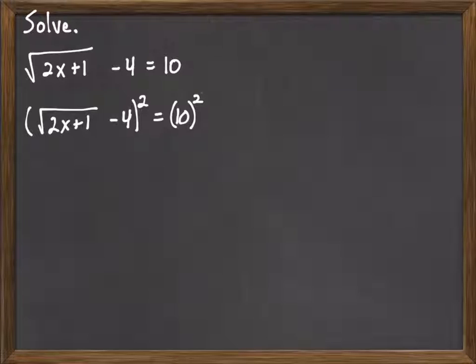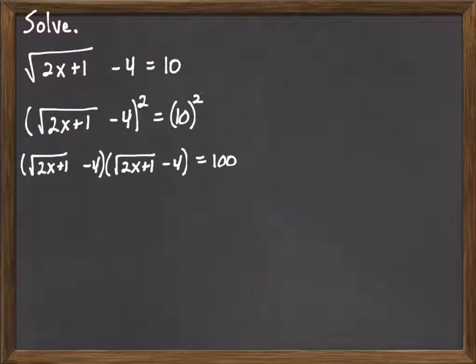Okay, when you square a two-term expression like this, the only way to do it is to multiply it times itself. And on the other side, we can square the 10 and get 100. Alright, and now we start to distribute. Square root times square root. Well, square root times the square root would be that thing squared, but a square root squared just makes it go away. We get 2x plus 1.